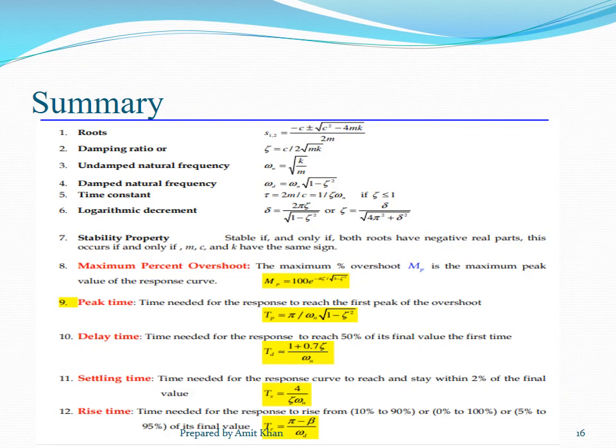And here is the summary of the time domain specifications, and the formulas of maximum percentage overshoot, peak time, delay time, settling time, and rise time are given.